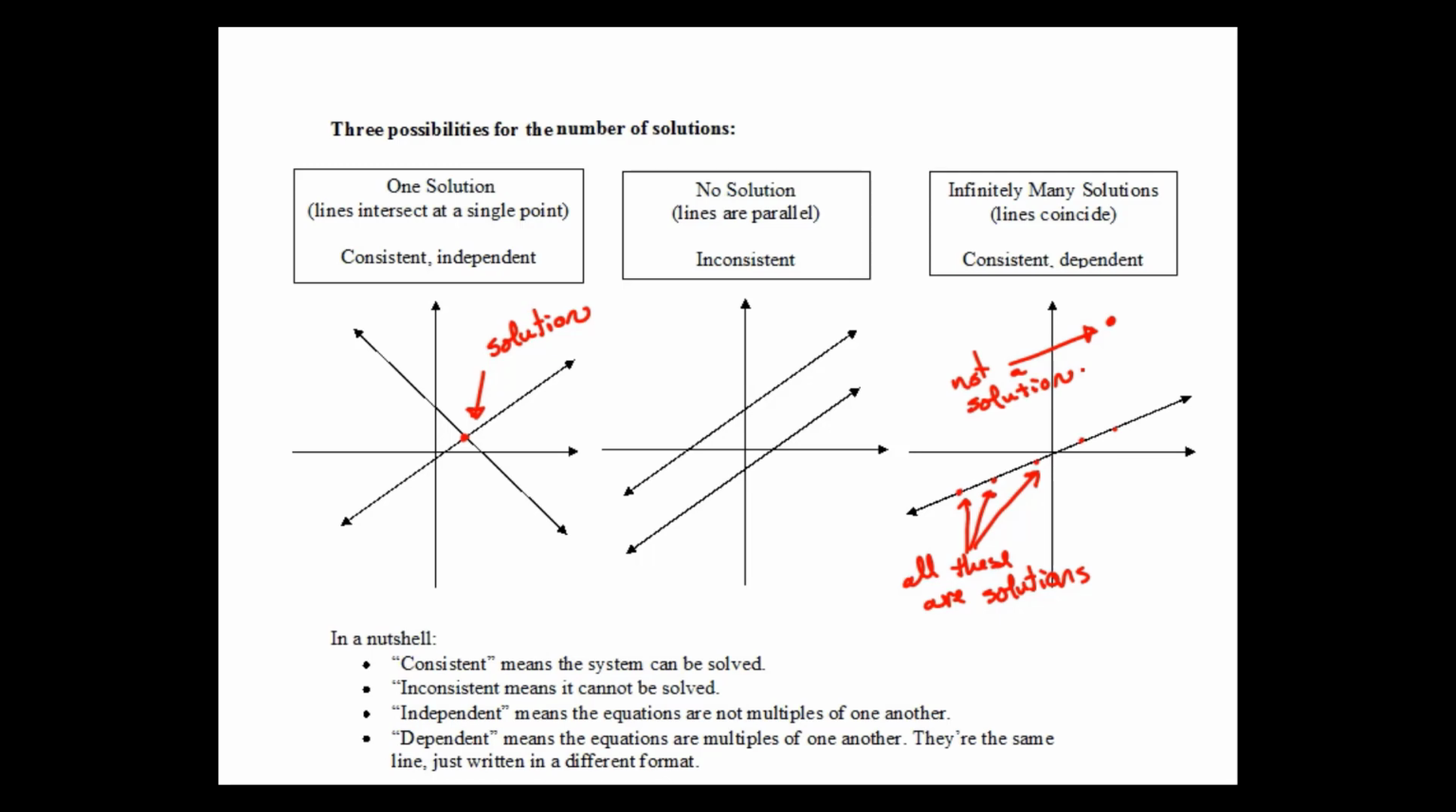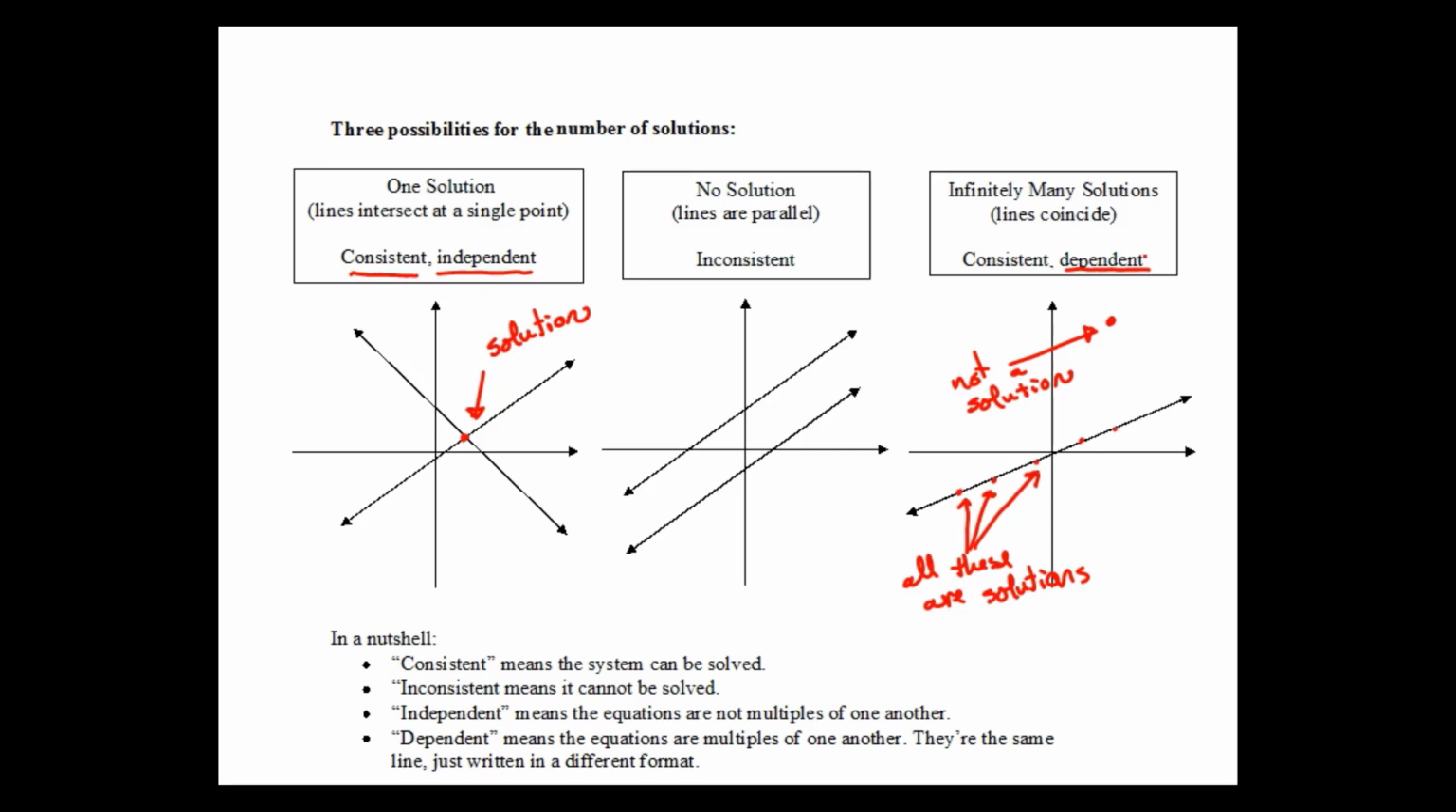We call this a dependent system. It's also called a consistent system because consistent basically means it is possible for your two lines to be satisfied simultaneously, which is true here and is also true in the first scenario. Inconsistent means it's impossible for both equations to be satisfied by the same point.